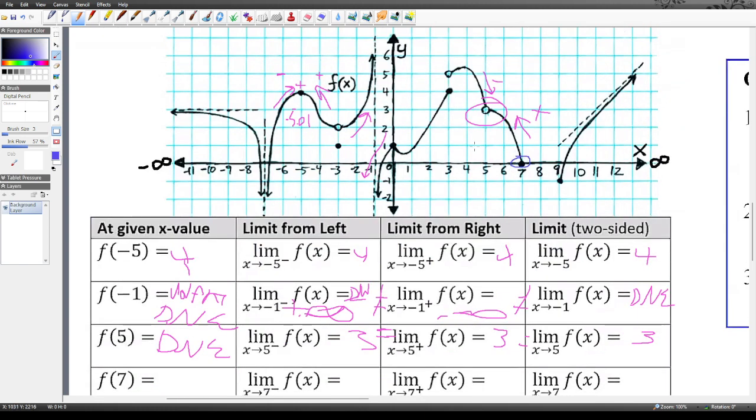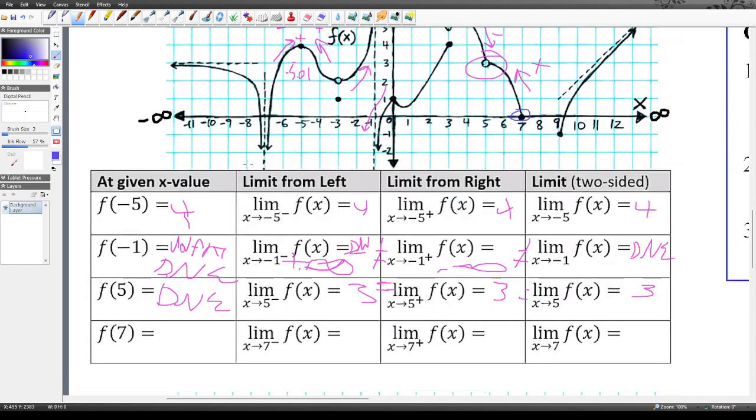Since this is a closed dot, we can assume it's given as a value. So this will equal 0 because it's touching the x-axis. Remember, when you touch the x-axis, this signifies that it's 0. And for the limit as x approaches 7 from the left side, it's getting closer and closer to 7, which will equal 0, so the limit will be 0.